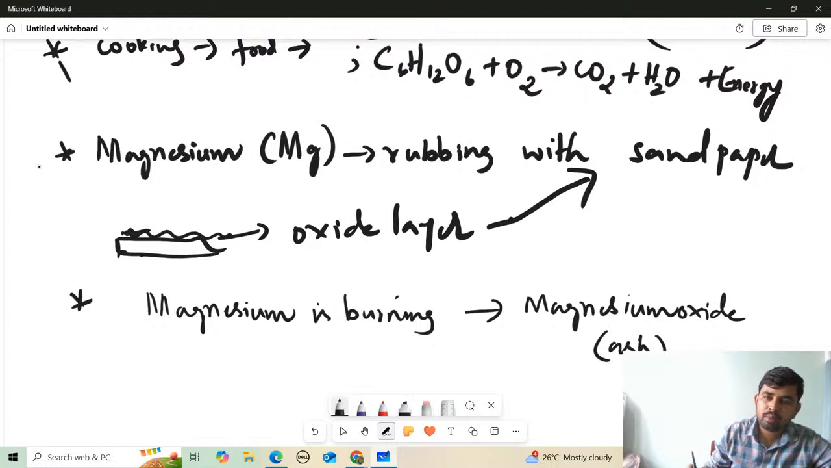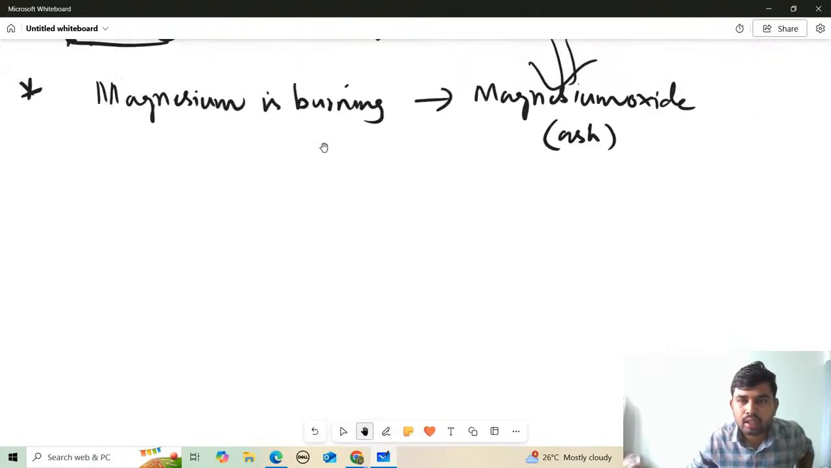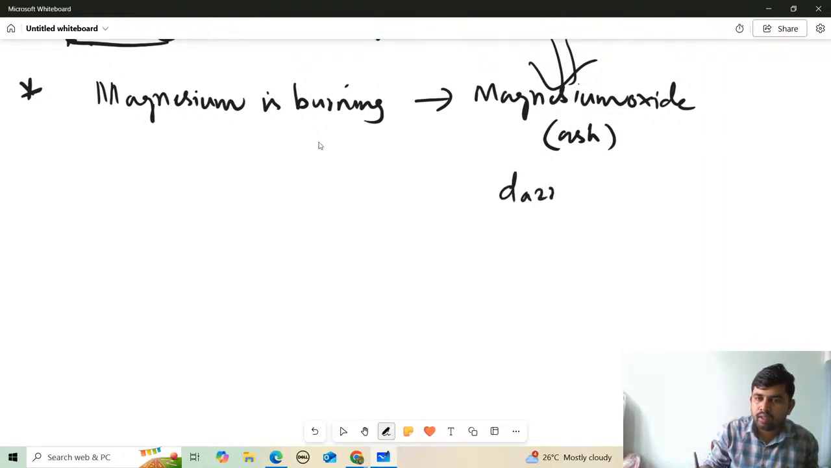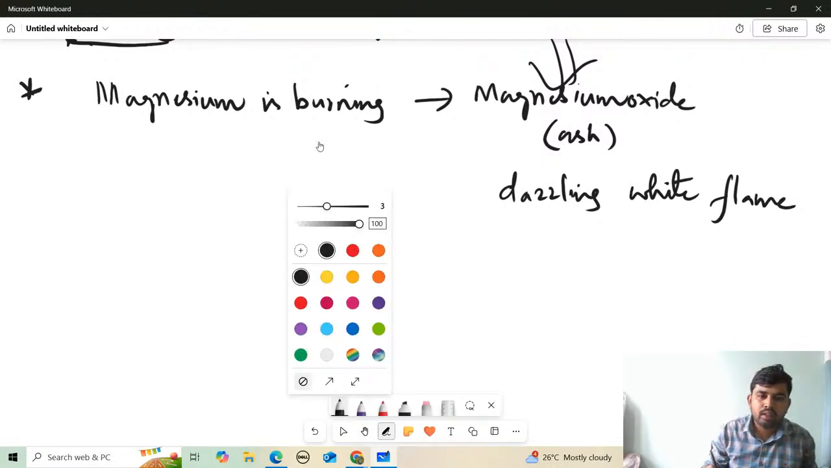Remember, this is a new substance. Along with that, when this magnesium is burning, try to understand, it will produce a dazzling white flame. Yes, this is one example, remember. After this, we'll discuss one more example taken in the activity.